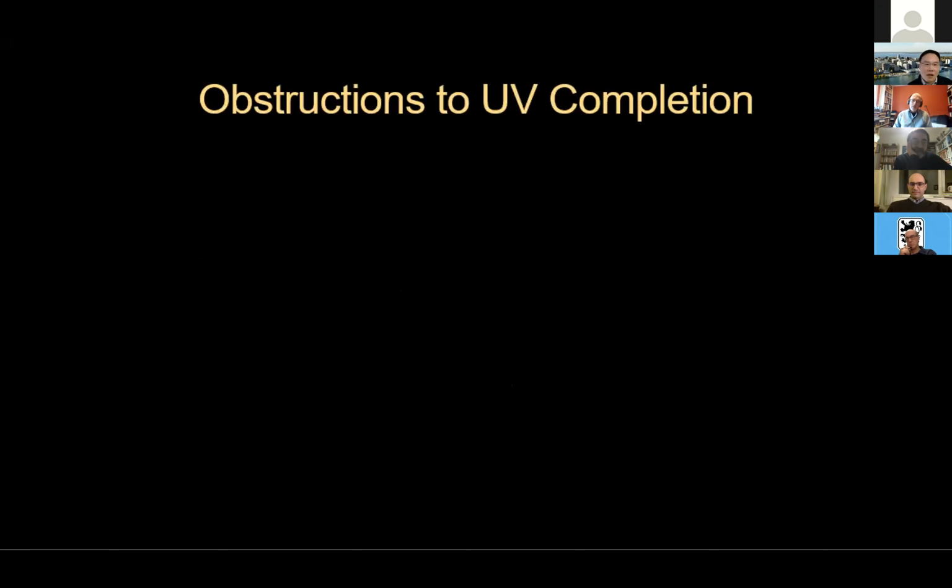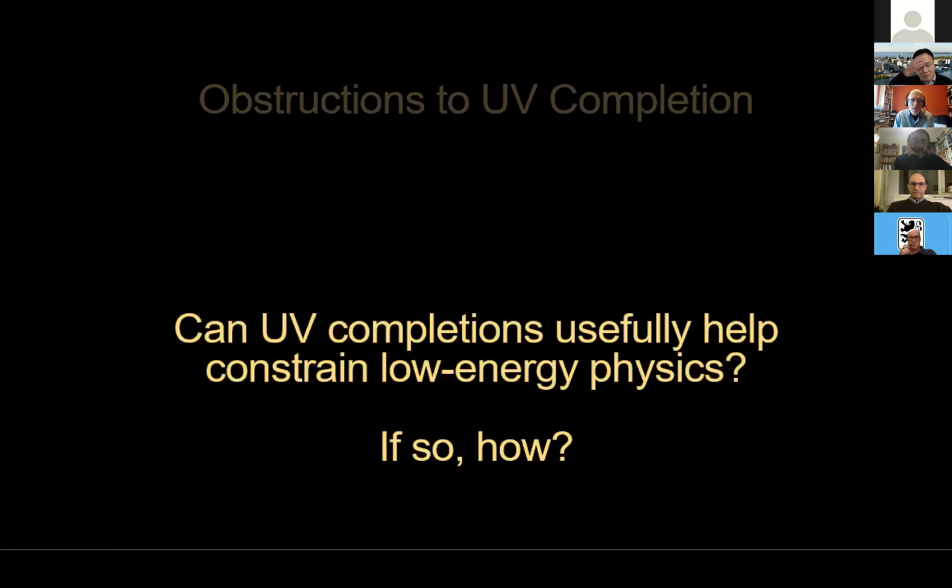So our assigned topic is obstructions to UV completion. That's a little bit like the question, when did you stop beating your wife? It presupposes a point of view. So I'd like to change the discussion to: can UV completions usefully help constrain low energy physics? And if so, how? That's a broader context, and that's what the panelists will be speaking to in their various presentations. That could, of course, include swampland and obstructions to UV completions.